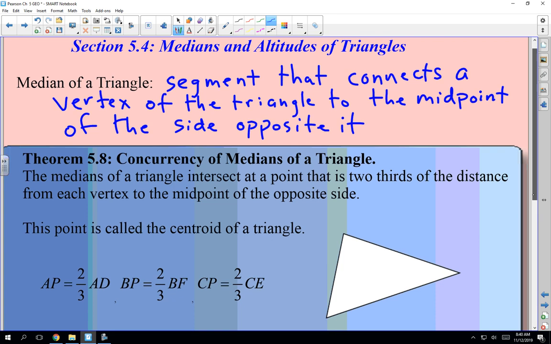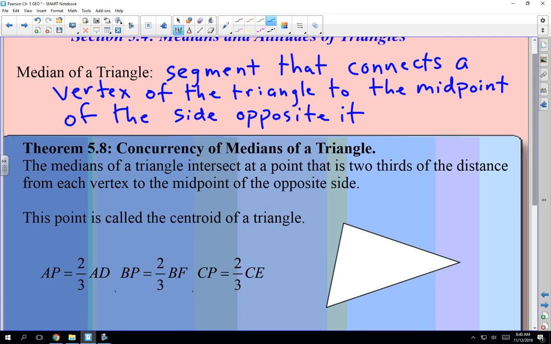So if I were to draw a picture by eye, you could say, okay, the midpoint of this side is maybe about right there. I'm going to move it over a little bit. How's that look? Does that look like about the midpoint? I'm not constructing it. I could. But if I connect that over here, that is a median. Okay, that's what it looks like.